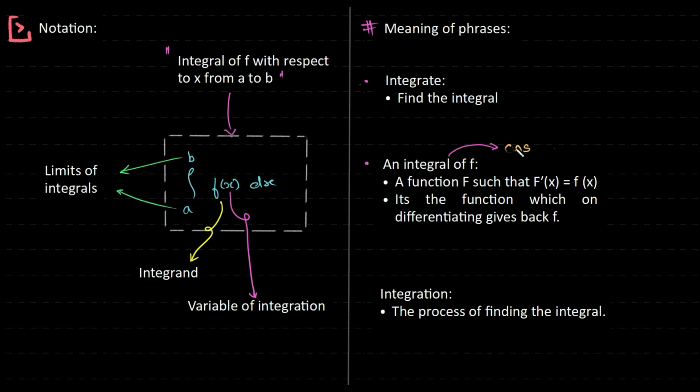Final answer or answer we obtain post integration. So in this case, I am representing it as capital letter F. So if I differentiate F, I'll get back f of x, right? So F is your integral of f, small f that is. It is a function which on differentiating gives us f back. Okay. And then we have integration. The process of finding the integral is the phrase integration.